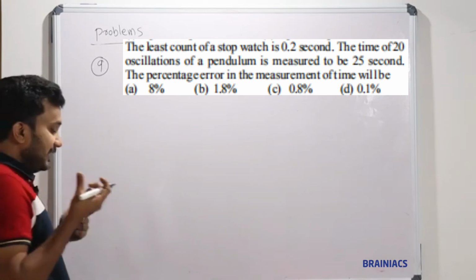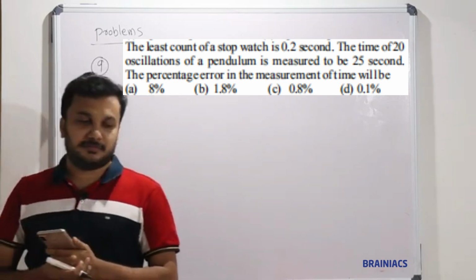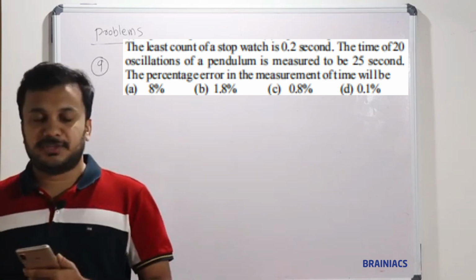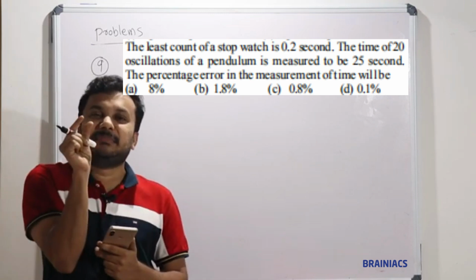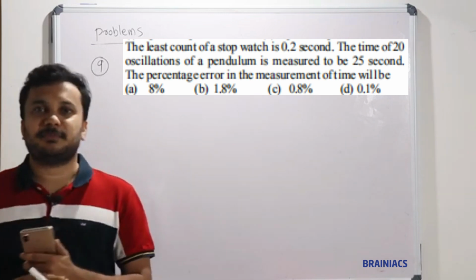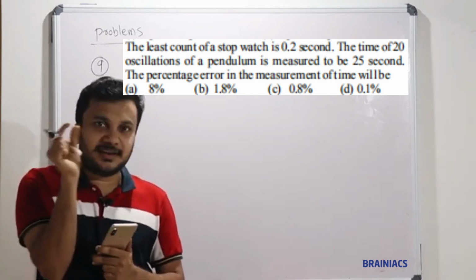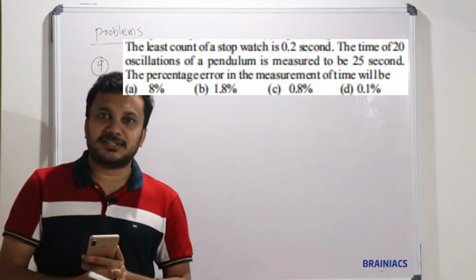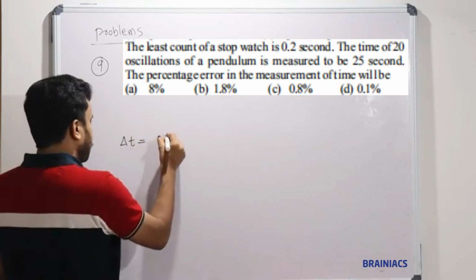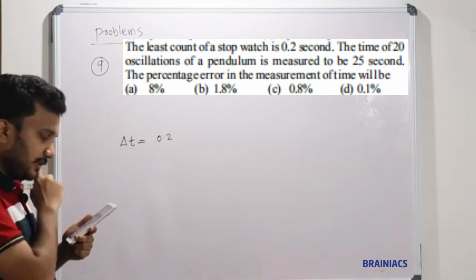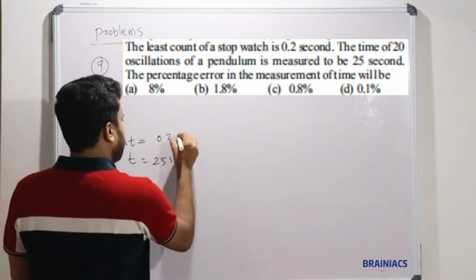When we learned about the vernier calipers and the screw gauge, I told you the term called least count. Least count is the minimum difference. What is the minimum value I can measure? It is actually the difference between two adjacent lines. In case of a scale, as I told, 0.1 centimeter is the least count. So it is basically the time difference. Delta T will be equal to 0.2 second. For 20 oscillations, the total time is 25 seconds.